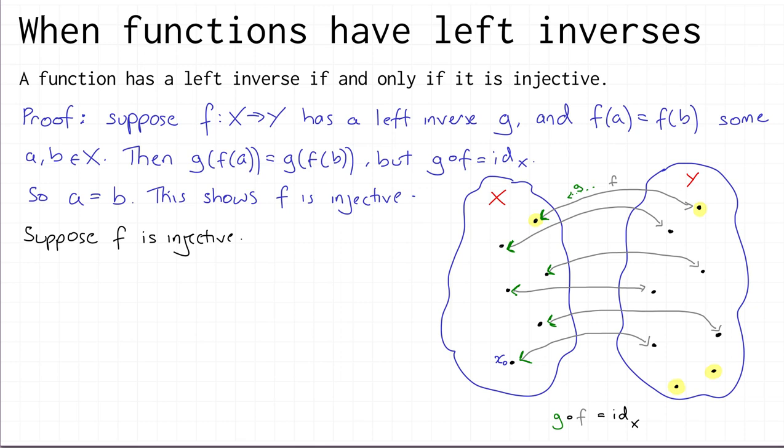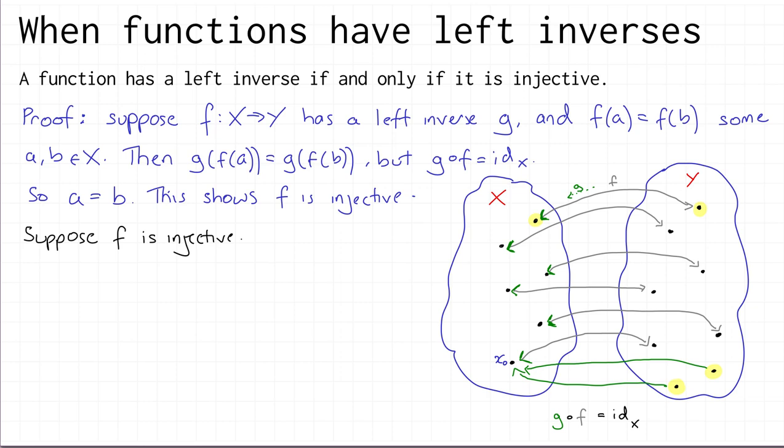But the thing is, it doesn't matter what g does with them. As long as g does this reversing arrows behavior on the other elements, it'll still be a left inverse to f. So we can send those things anywhere we like. And the simplest thing to do would be to pick an element in X, any old element, let's call it x0 as I've done here, and just say, well, I'm going to send all those other things to the same place, x0. And if we do this, then we've completely defined a function g from Y to X, which is a left inverse to f.